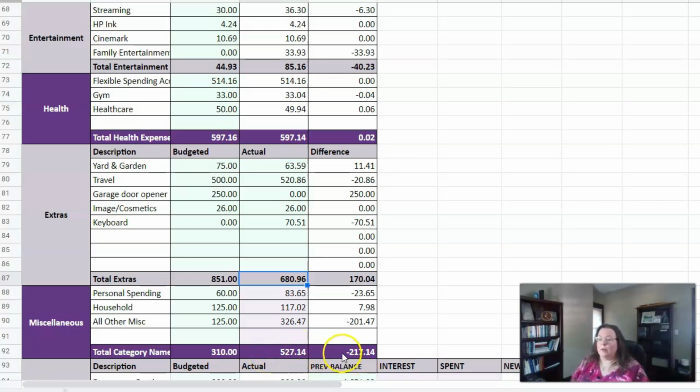And this is another one that this and food are what kill our financial goals.